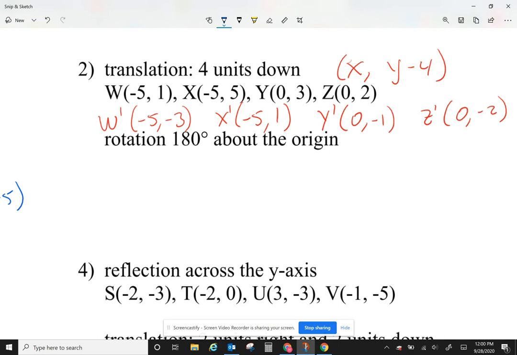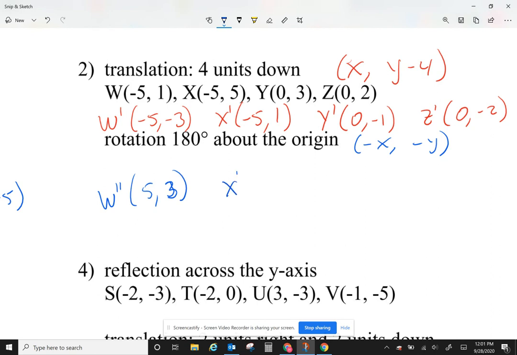When I look on my notes, it says 180 is -x, -y. (x, y) becomes (-x, -y), so all I'm going to do is switch the signs. So if I'm looking at w prime, my answer would be (5, 3). Notice I switched the sign on the x and I switched the sign on the y.